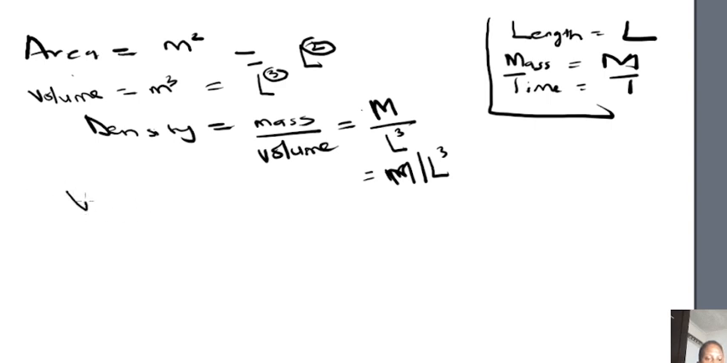Let's go to our velocity. You recall that our velocity was meter per second. So writing this now, we're going to write our meter as capital L, and our second as capital T.